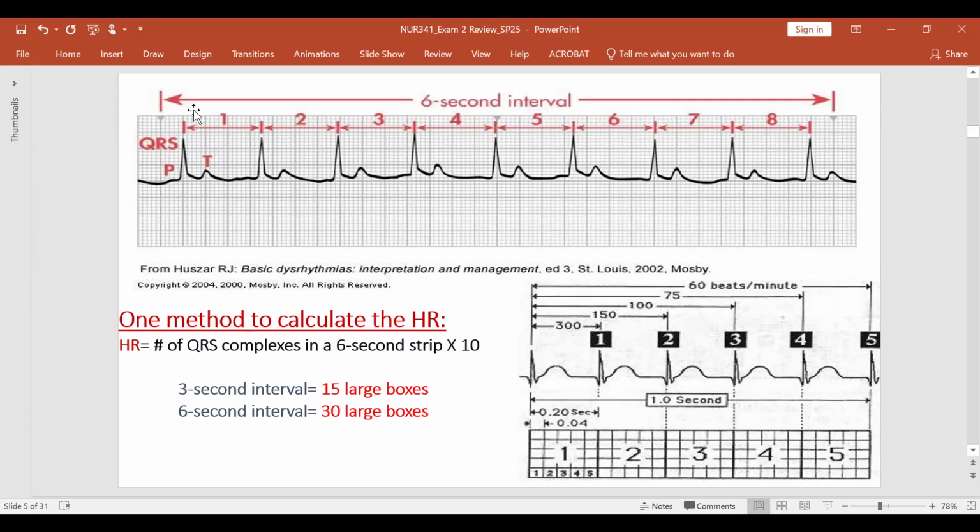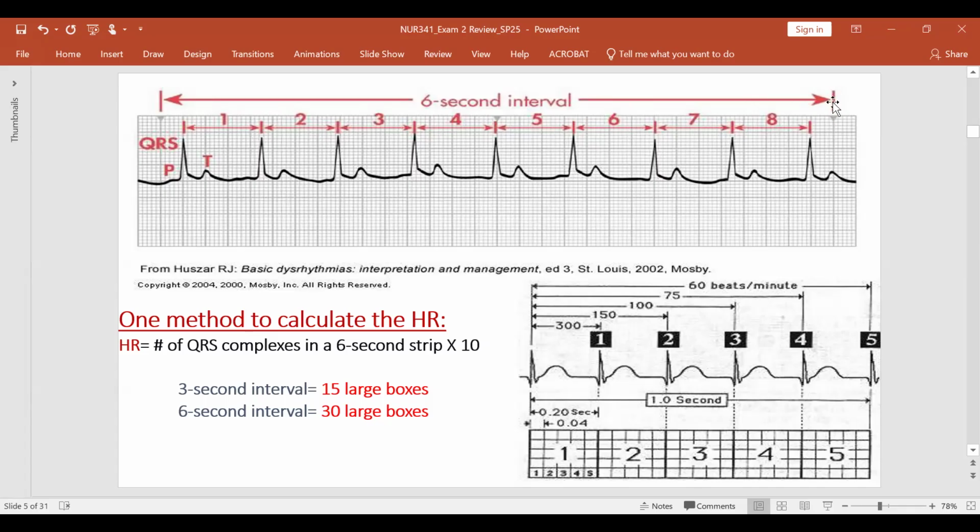So when you count, you say 1, 2, 3, 4, 5, 6, 7, 8. And we said that the strip length should not exceed 30 boxes, which is equivalent to the 6-second strip. So you have to count from the beginning of the first box all the way to 30 boxes and stop. This is your area of counting the R cycles, and times 10. So limit yourself to these 2 limits or markings.